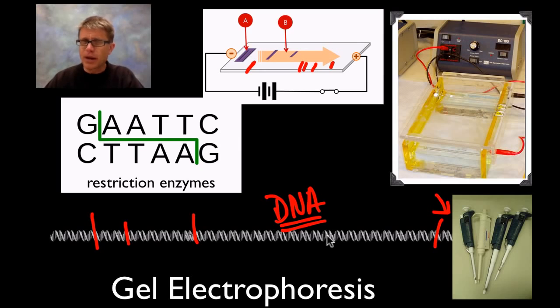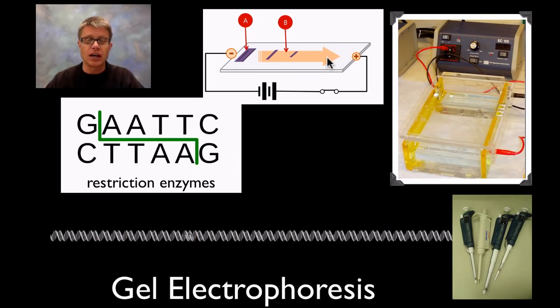Now, you just use micro amounts of DNA, so we use one of these micropipettes to get tiny amounts of DNA. You then essentially load it in here, and then it's pulled off to the other side.